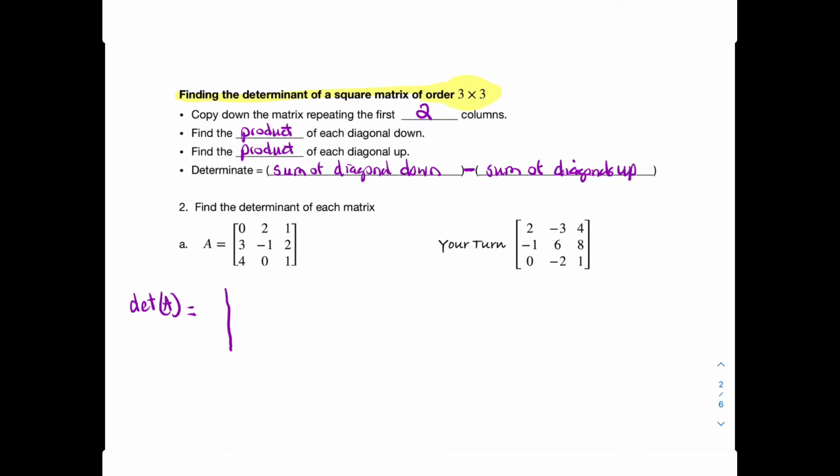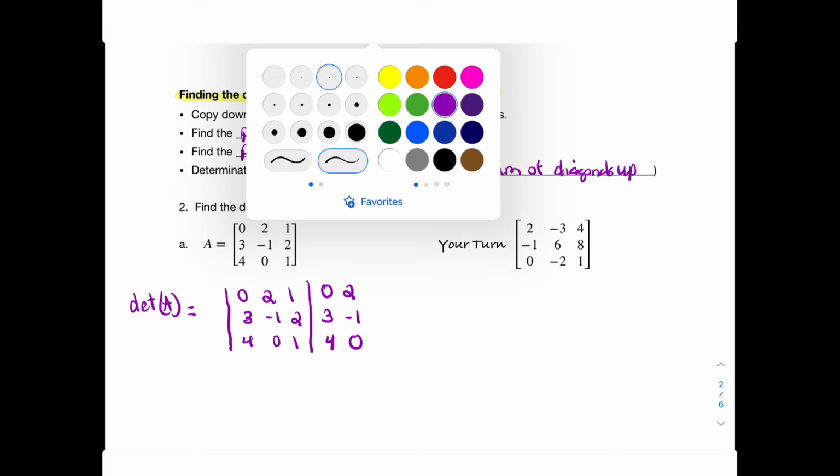Remember, our determinant symbol is a straight line. So I'm going to write a straight line, copy down the matrix, and then repeat the first 2 columns. The first column is 0, 3, and 4. The second column is 2, negative 1, and 0. So this is our setup for finding this determinant.